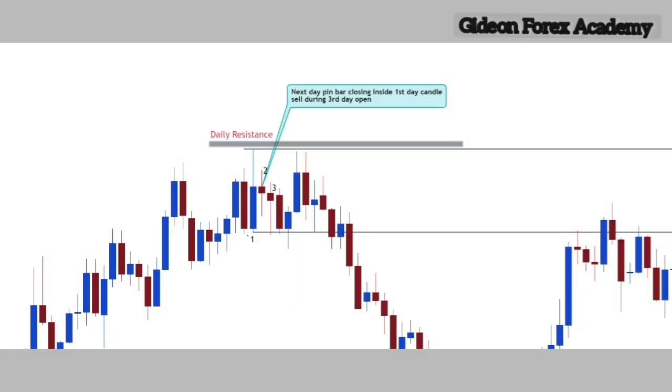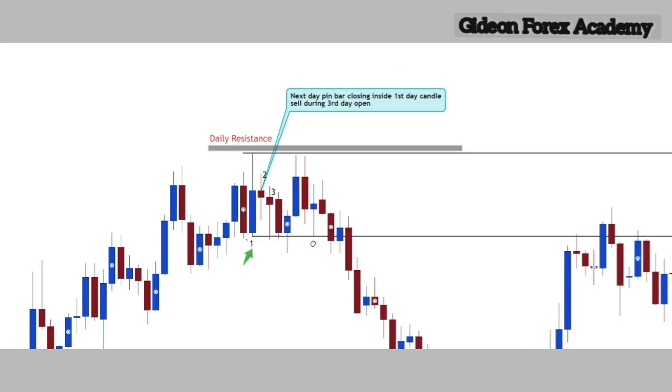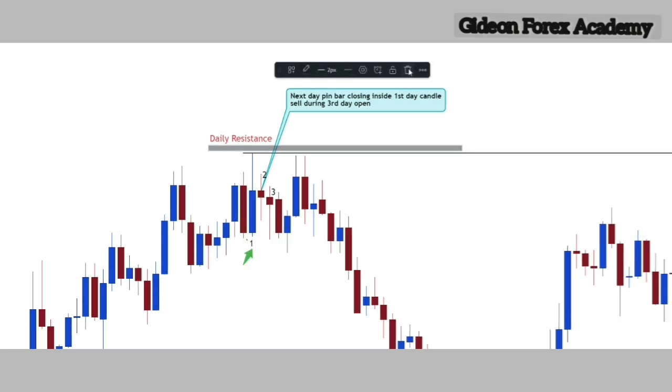We are looking at an uptrend, and then at a daily resistance, at the resistance here, we see this first candle. Take a look at this first candle here, the main candle. So on that candle number one, we are going to mark out the low and the high. We take our horizontal line, we mark out the low of that candle, and then also the high of that candle up there.